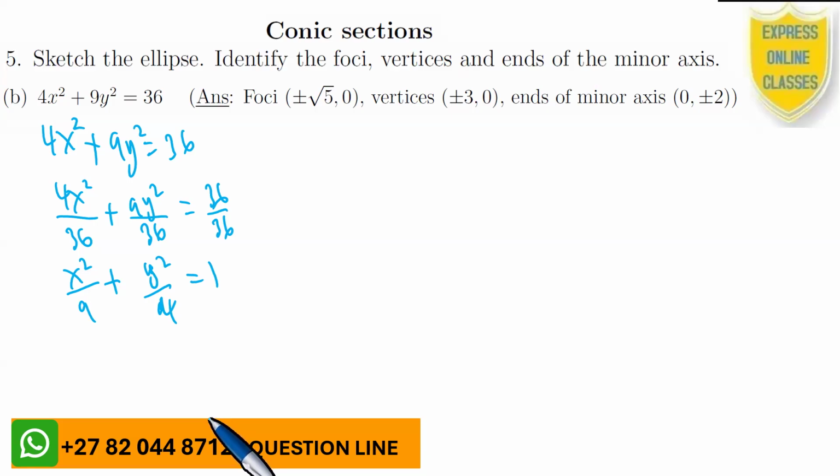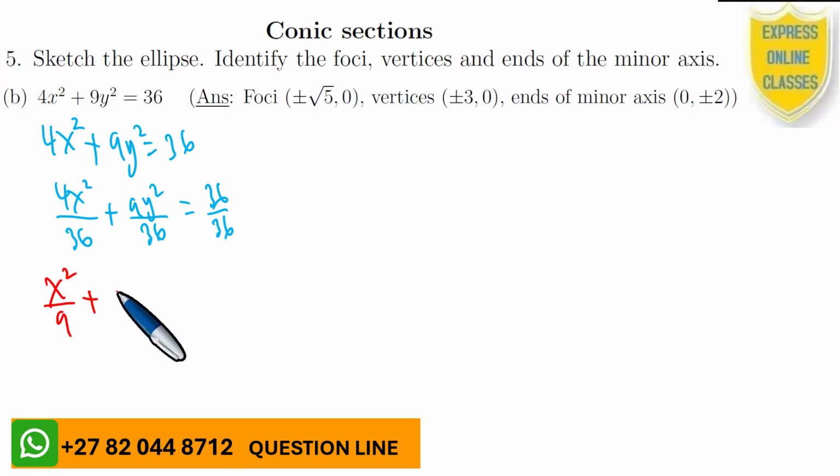So now you'd have exactly the following. So this is the equation of the ellipse. After having divided by 36, then you're going to have x squared over 9, y squared over 4 equals 1.